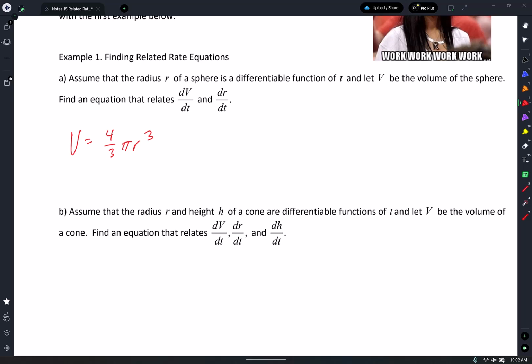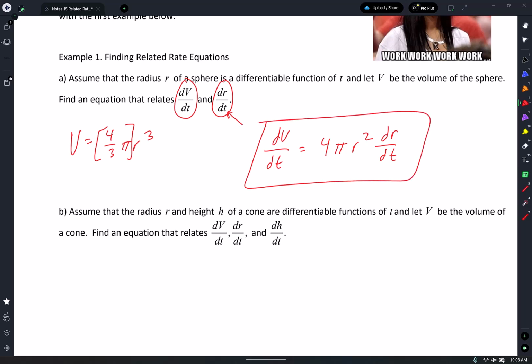All right, so what does it say here? Find an equation that relates dV/dt and dr/dt. So they want to see both of those variables. That means I'm taking a derivative with respect to what letter? t. So dV/dt equals, the 4/3 pi is a constant, so I'm just going to multiply by 3. What's 4/3 times 3? 4 pi r squared. But I didn't take the derivative with respect to r, I took the derivative with respect to t. So I write dr/dt, just like when we were doing implicit, but with t this time. And there it is. That's my equation that relates dV/dt to dr/dt. And we're done.